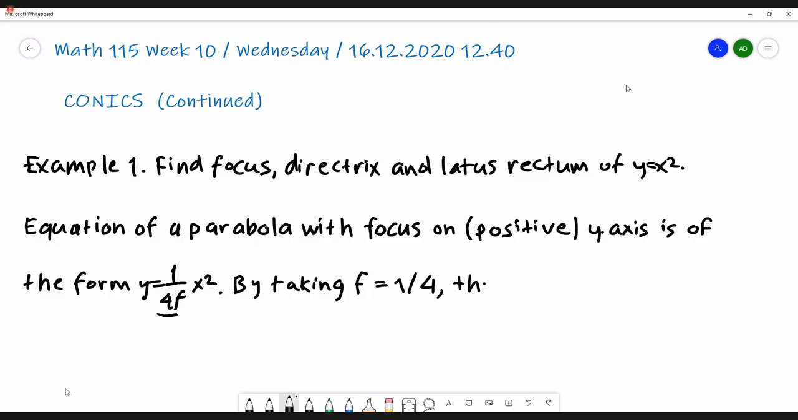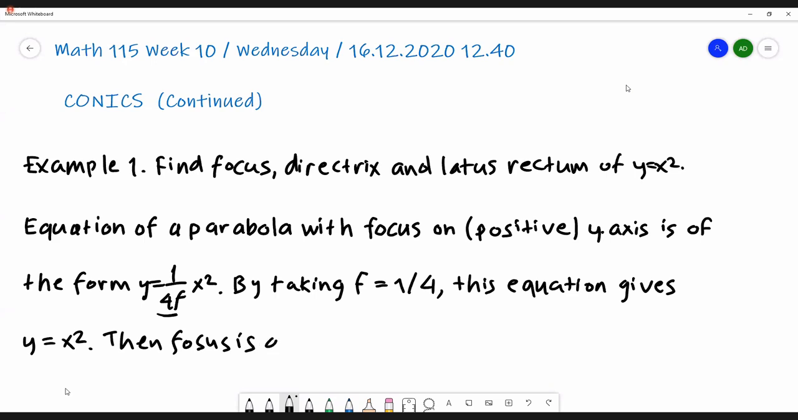Then this equation gives the equation we are given. We have started with y equals x squared. So the focus of the parabola y equals x squared is at a point on the y-axis, so the first coordinate will be 0, and the second coordinate is f, the focal length. So f is 1 over 4.